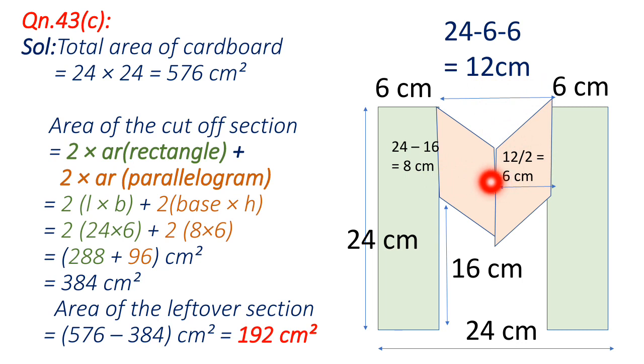So now for those two parallelograms we have the height as well as the base. The height is 6 centimeter and the base is 8 centimeter. So we can calculate their areas. Let's see here the area of the cut off section. This is the cut off section. Now this section is cut off from the cardboard.